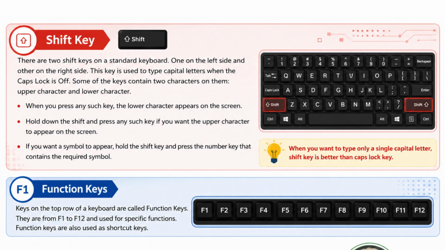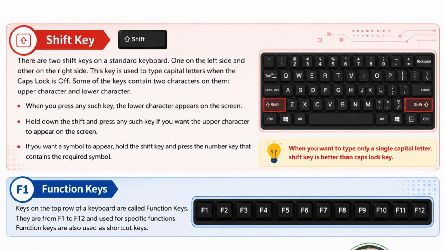Now for the shift key, there are two shift keys on the keyboard. One on the left side and the other on the right side. This key is used to type capital letters when the caps lock is off. Some of the keys contain two characters on them, upper character and lower character. When you press any such key, the lower character appears on the screen. Hold down the shift and press any such key if you want the upper character to appear on the screen. If you want a symbol to appear, hold the shift key and press the number key that contains the required symbol.